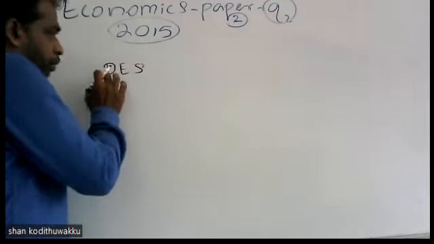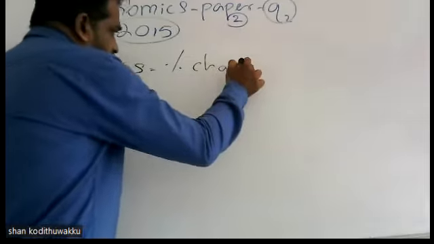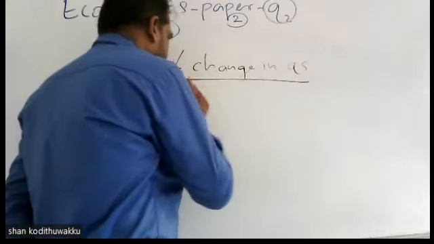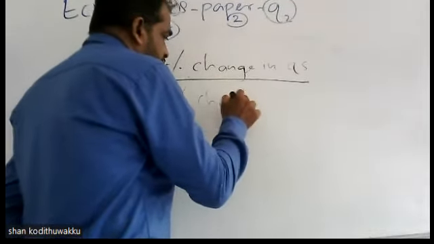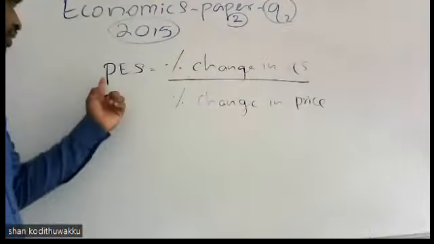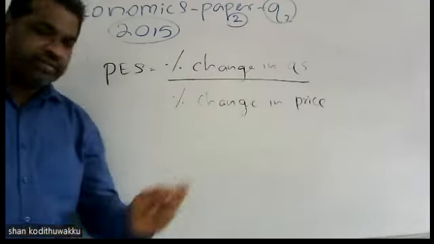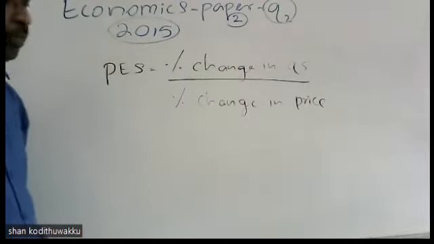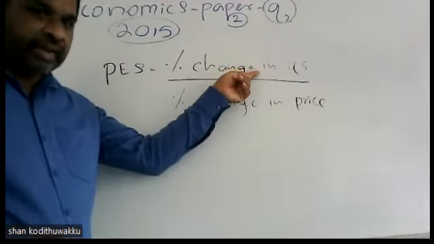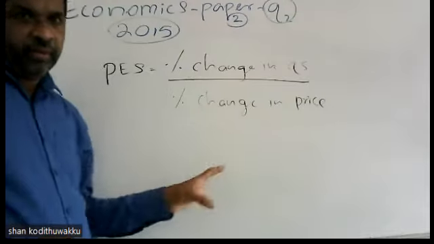PES, price elasticity of supply, equals percentage change in QS divided by percentage change in price. Right? Price elasticity of supply equals percentage change in quantity supplied divided by percentage change in price. Therefore, inelastic supply means the percentage change in supply is less than the percentage change in price.